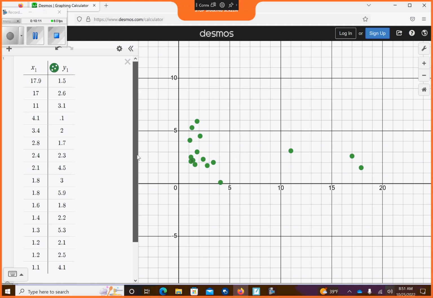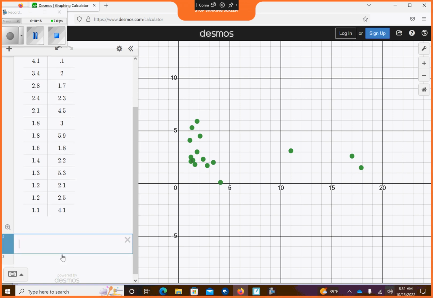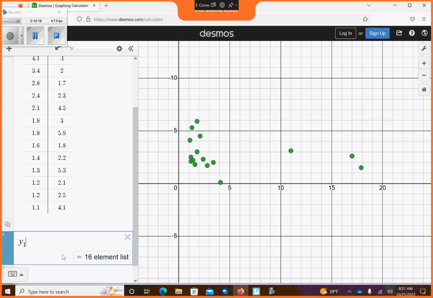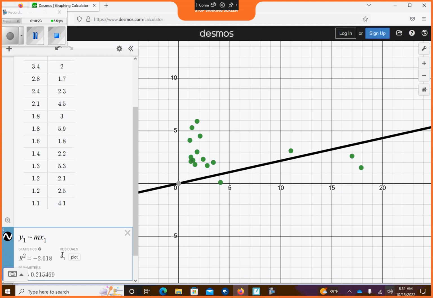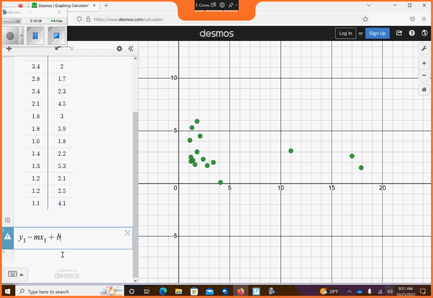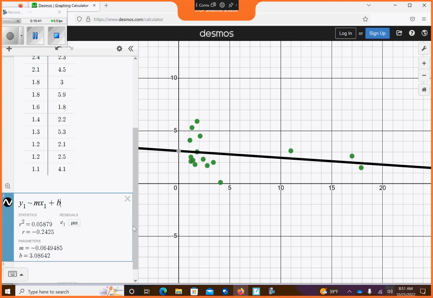So how do I find the line of best fit? What do I do under this next section? Y1, tilde, plus B. Cool. All right, so there's our line of best fit. So those three out to the very far right definitely have changed the perspective, and that's going to affect our R value. So our correlation should be negative, and it looks like our correlation is roughly negative 0.24.